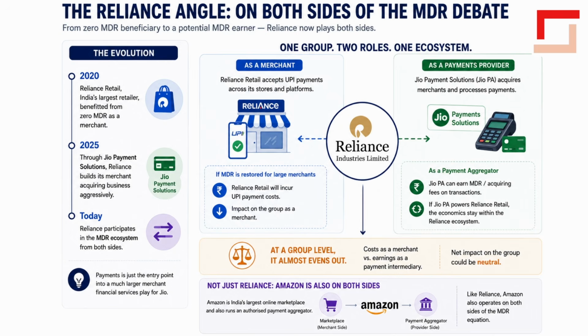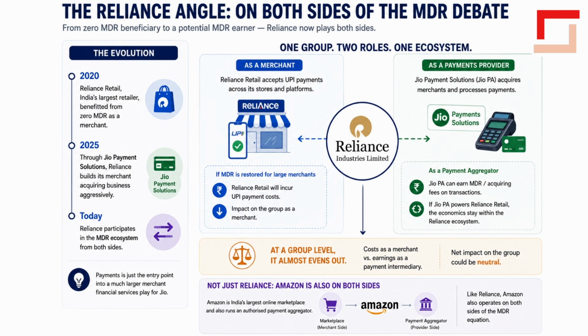And then comes the point that large merchants usually don't play by the same rules. There is another assumption worth questioning: that bringing back MDR for large merchants automatically means large merchants will end up paying it. This may not be as simple, by the way. Some of the largest merchants over the past few years have also become payment aggregators. What does this mean? Let's take Reliance. It is perhaps the best example. When zero-MDR was introduced in 2020, Reliance Retail benefited purely as India's largest merchant. Today, the group also owns Jio Payment Solutions, which has been aggressively building a merchant acquiring business.